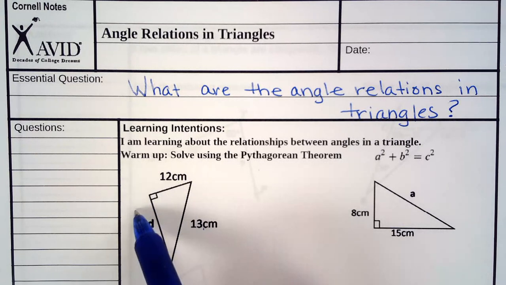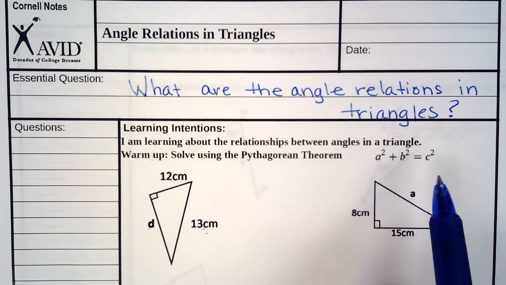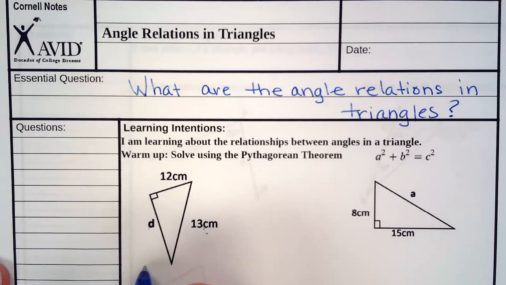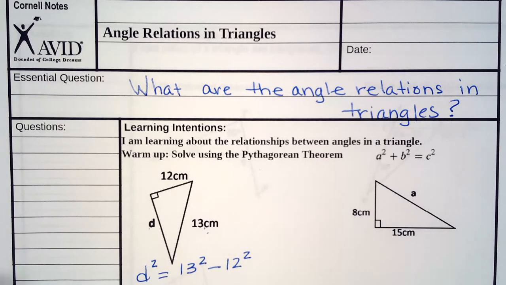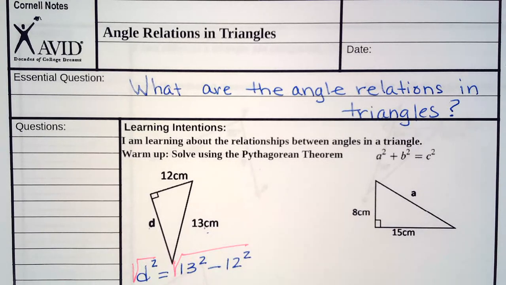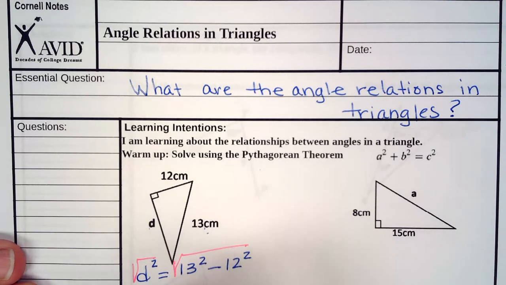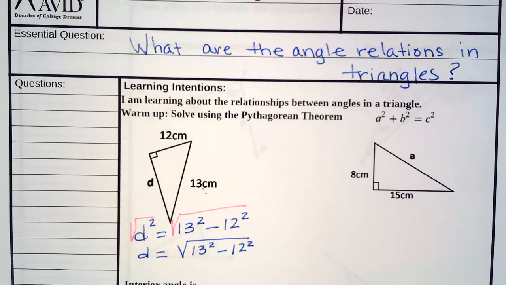So if we're looking at the first one, we have one leg and one hypotenuse. Instead of adding, we will subtract. So D squared will be equal to 13 squared minus 12 squared. The opposite of squaring is taking the square root. So when I take the square root of both sides, D is equal to the square root of 13 squared minus 12 squared. This can be done in one step with your calculator.